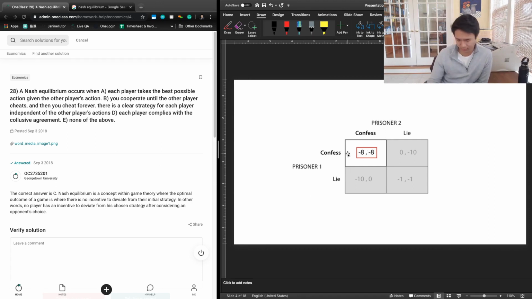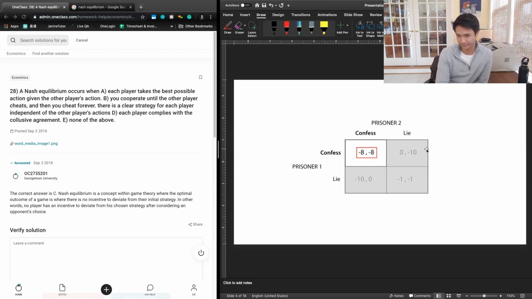And the way we can look at this is if we break it down into different decisions. So let's say we're prisoner 1, right? So let's assume that the other person is going to confess. What would we prefer to do if we knew that? We would choose between confessing, which would give us 8 years in jail, or lying, which would give us 10 years in jail. So obviously, we'd rather spend 8 years in jail than 10 years. So if we knew that the other person was going to confess, we would also choose to confess, right?